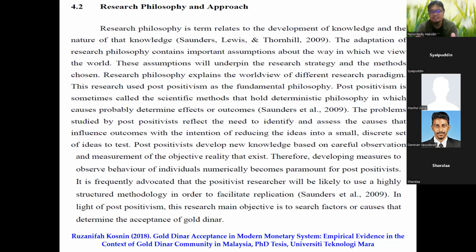How about research technique? We cannot know our research strategy and research technique if we cannot identify our research philosophy and research approach first. That's the important thing you should know.